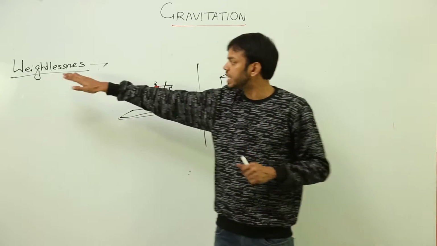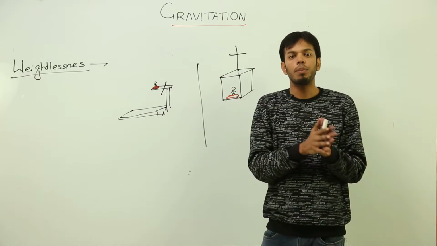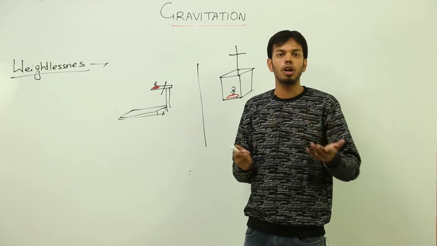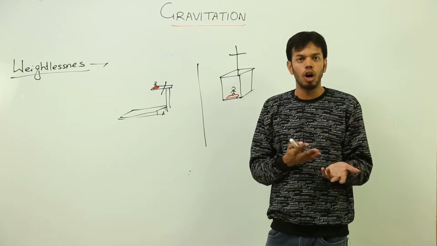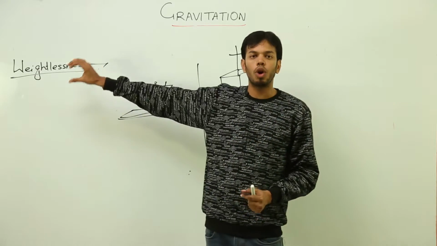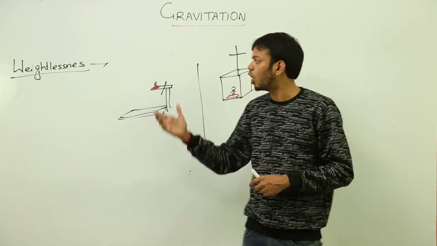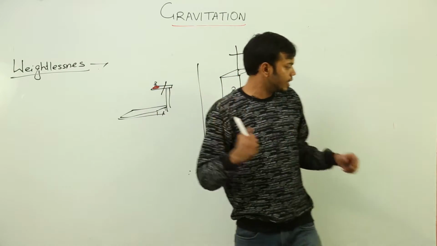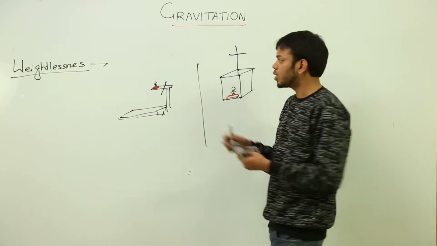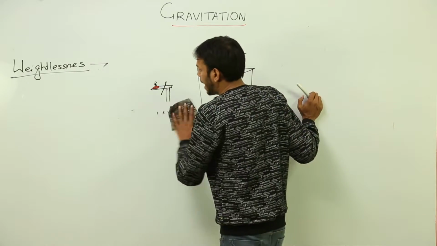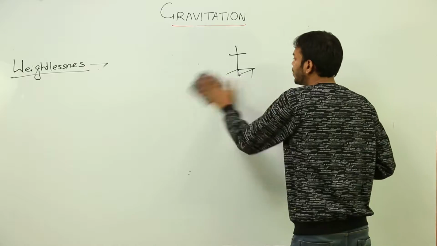So weightlessness in physics basically means that when a body does a free fall, free fall meaning it is falling freely because of gravity, the weight of the body is 0, and for a moment it feels like it is weightless. That is called weightlessness, and this whole phenomenon is due to the apparent weight of the body. And what is apparent weight?